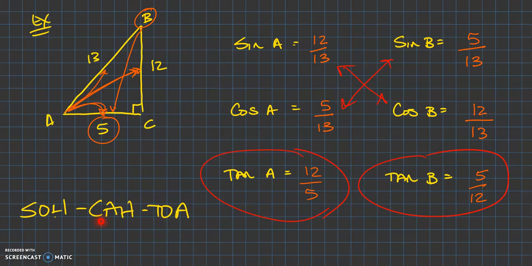So sine, cosine, and tangent, how do we define them? They are ratios of side lengths of right triangles only. This does not work for non-right triangles. That's something different. We learn that later. For right triangles only. Hope this helps, guys.